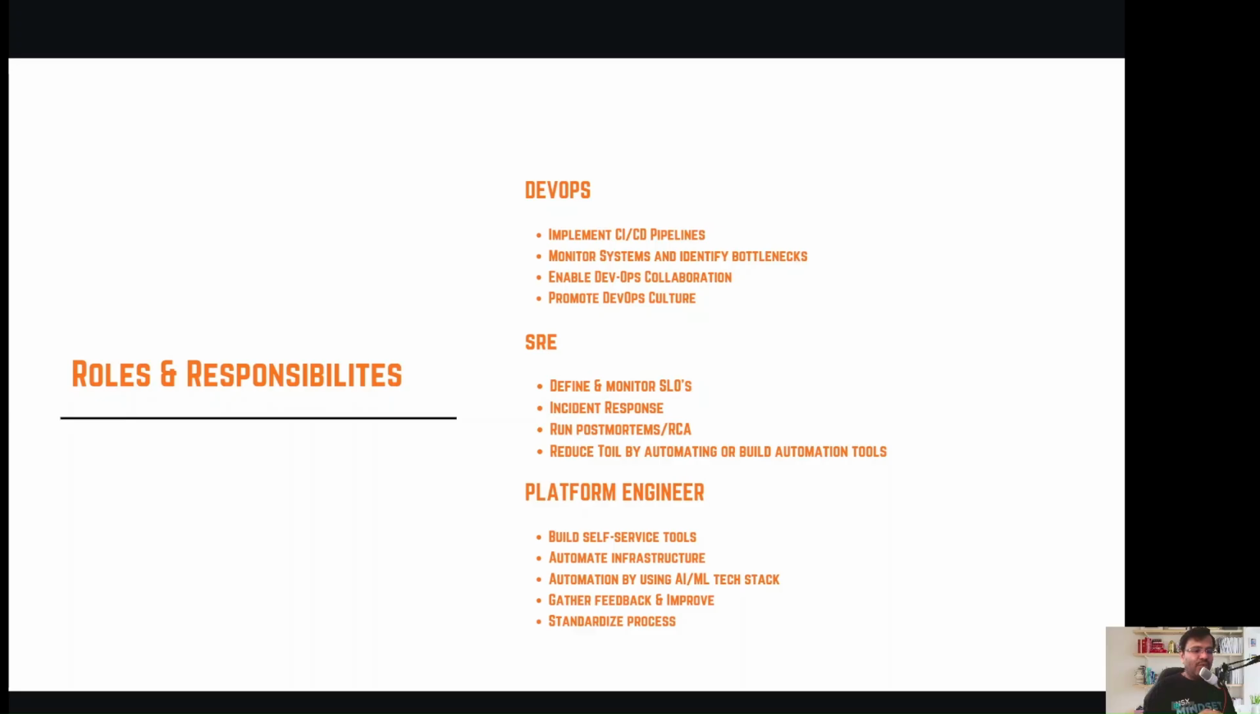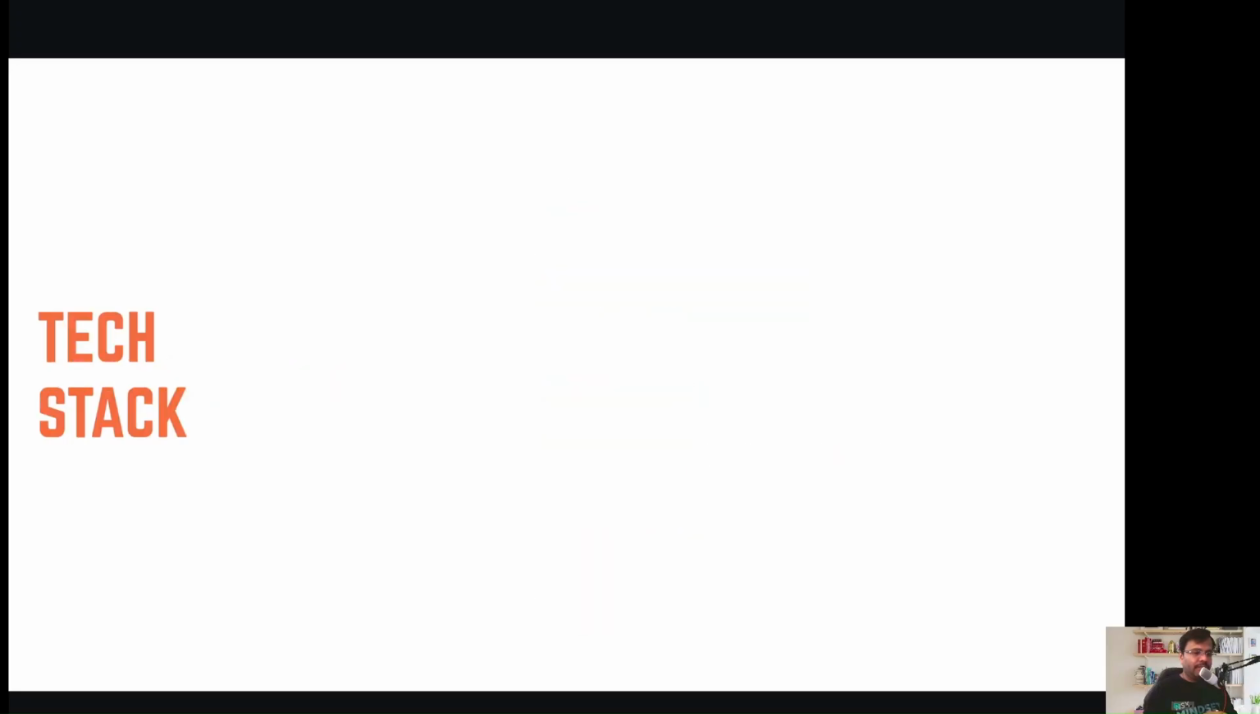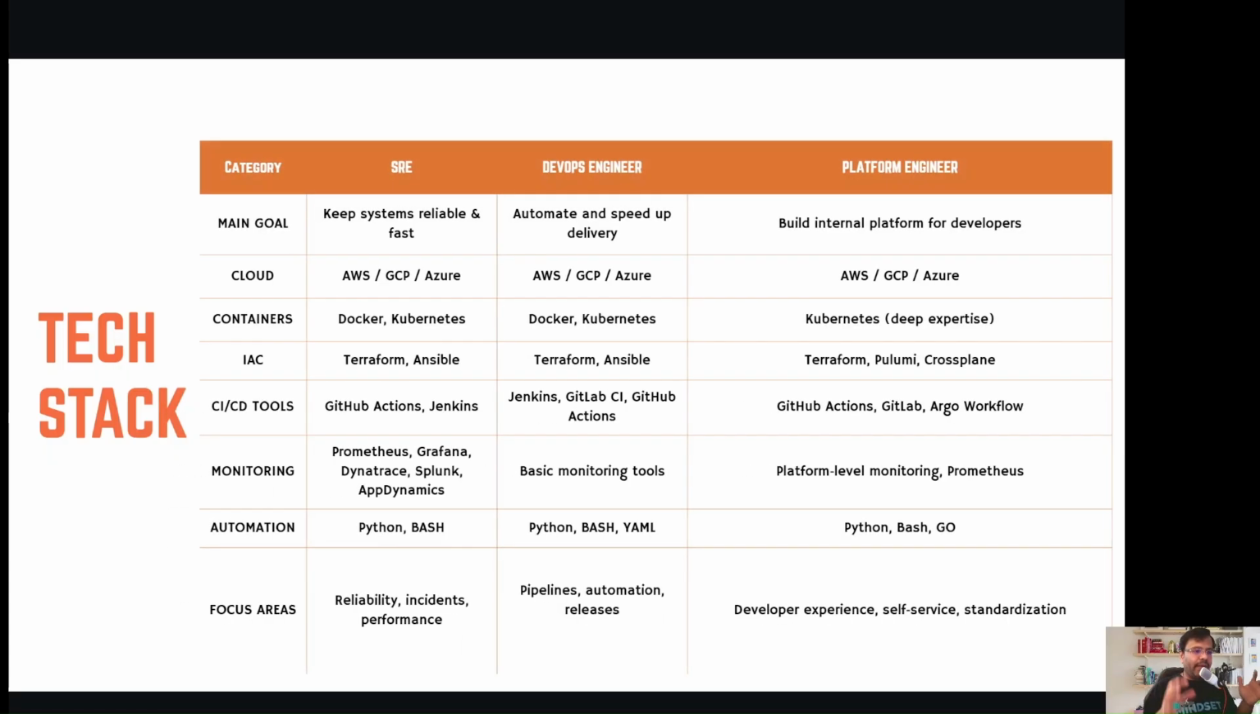Now, let's quickly talk about the key takeaways. Before we jump into the key takeaways, I wanted to have a quick walkthrough of what kind of tech stack you should learn in order to be a DevOps engineer, an SRE, or a platform engineer. So here is the quick summary.